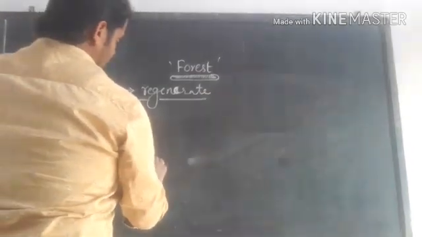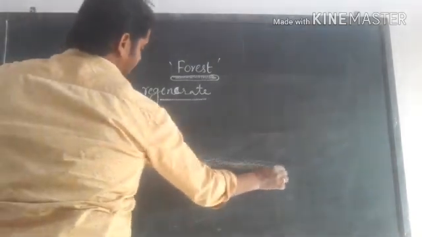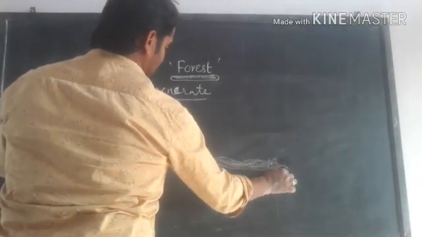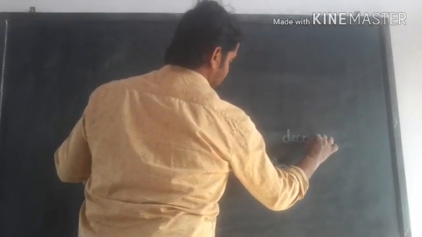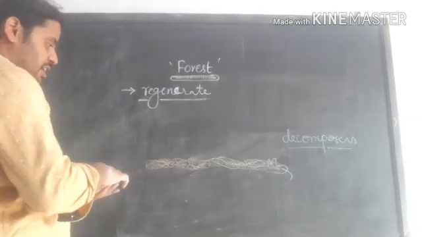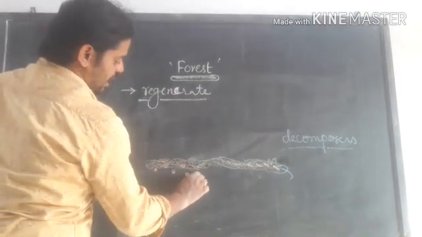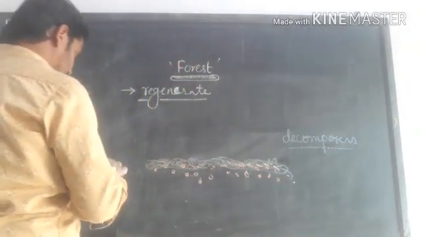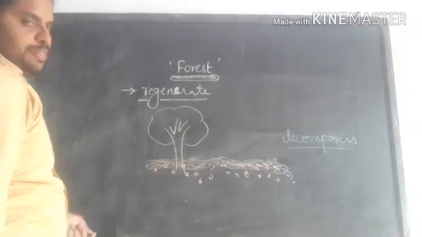For example, whenever any animal dies in the forest, what happens? Animal or plant, it is going to fall on the surface of the soil. So when they fall on the surface of the soil, these dead bodies of animals or plants are decomposed by the decomposers. Now these decomposers decompose the dead bodies of plants and animals, and they add minerals to the soil. Now by using these minerals, a plant can grow into a tree, right?